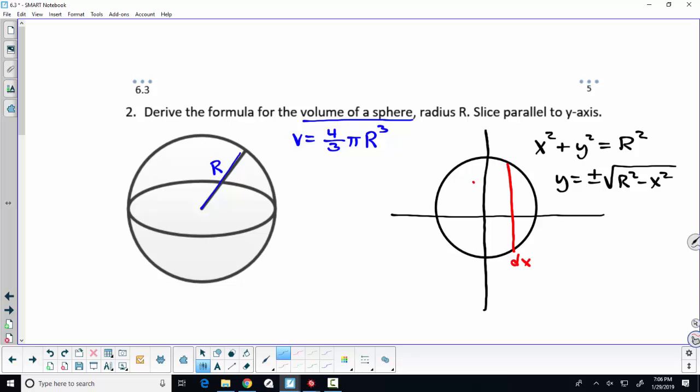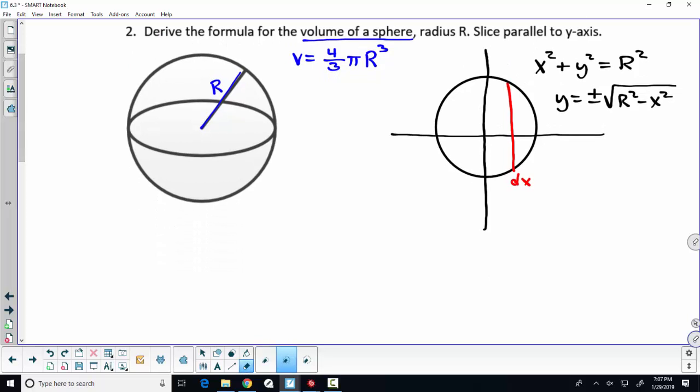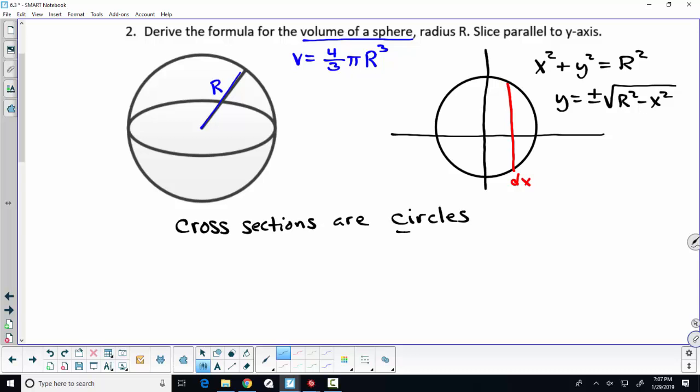about, I suppose we should back up a little bit before we answer that question. What are the cross sections that we're dealing with? Anytime I slice into the sphere, what cross sections do I generate? Circles. So all of our cross sections are circles. We're going to find that as pi r squared.